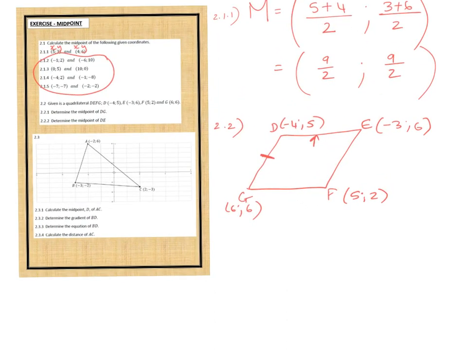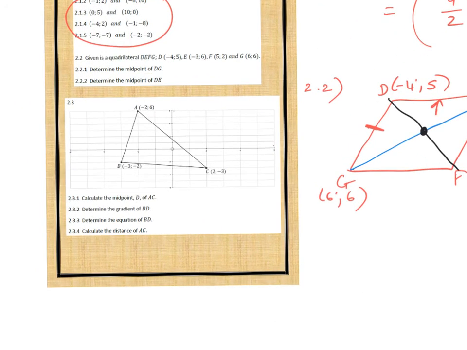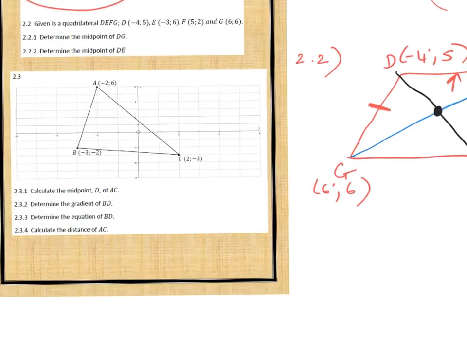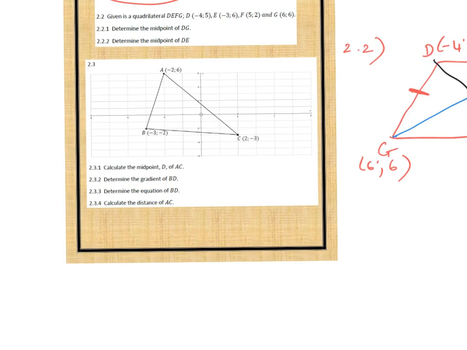What often they can also ask you is to find the midpoint of GE and the midpoint of DF, and you'll find for certain shapes they'll be the same. For example, a parallelogram, a rhombus, where their diagonals bisect. Okay. But we're going to come back to that in a little bit when we get to the grade 11 stuff.